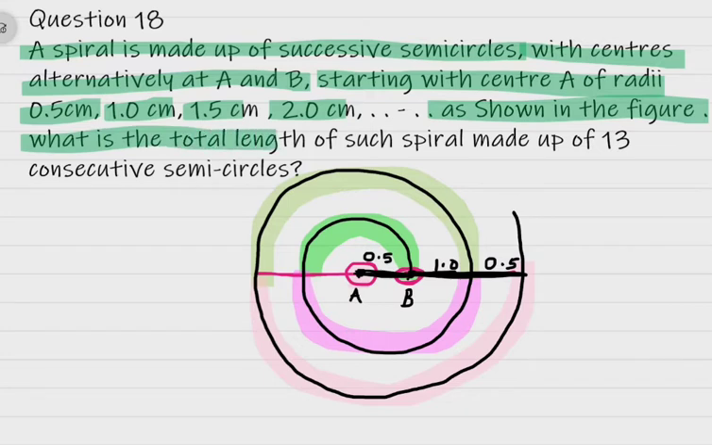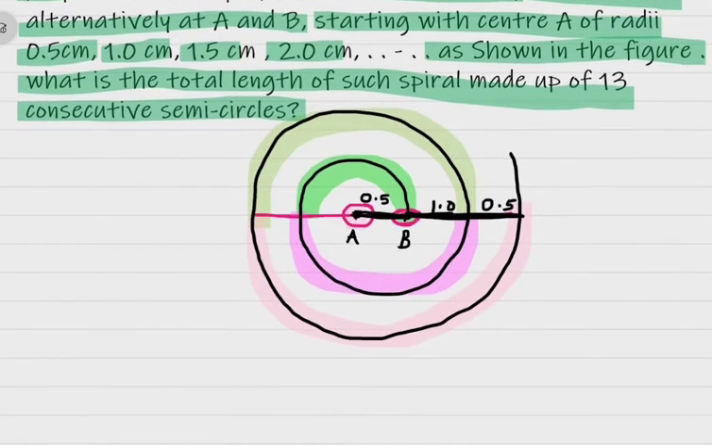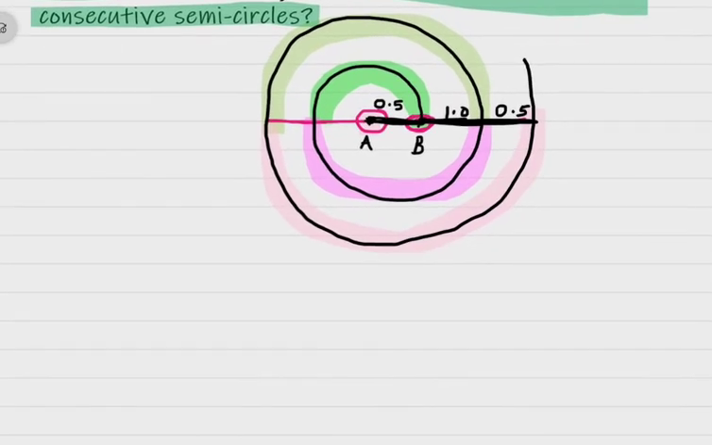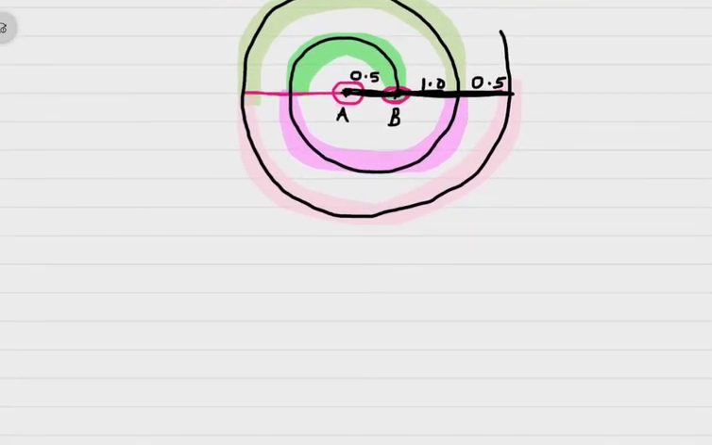What is the total length of such a spiral made up of 13 consecutive semicircles? Now see, if you are taking one wire and bending the wire in this way, what will be the length of that total wire if you are making 13 consecutive semicircles like this? That means you have to find the length of each semicircle and then add all the lengths.